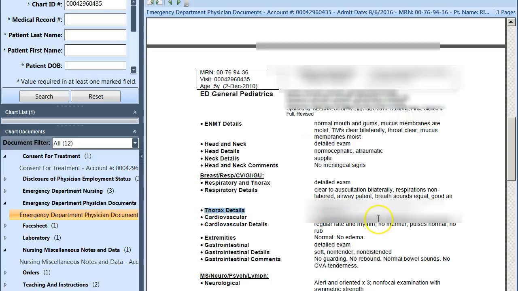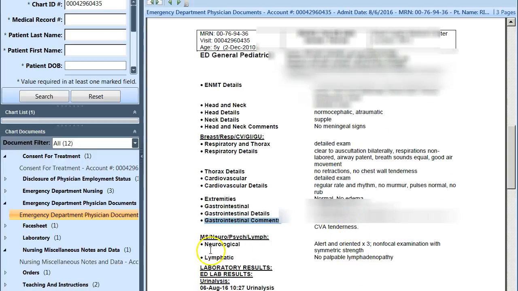No retractions. No tenderness. Cardiovascular. Regular rate and rhythm. No heart murmur. The pulse is normal. And then we're going to do the extremities. Everything is normal. Gastrointestinal, which is her stomach. Normal. And then he's going to give us, well, here's the details. No guarding, no rebound, normal bowel sounds, no CVA, no tenderness.